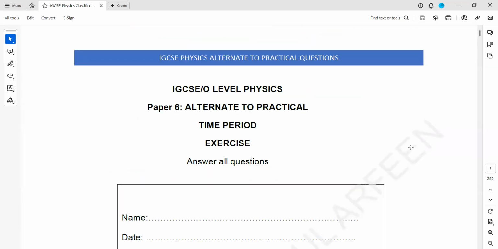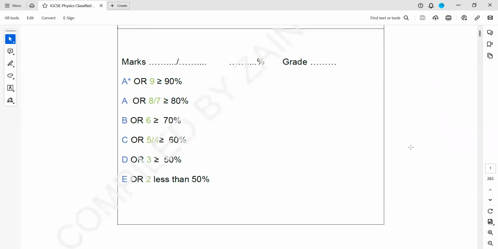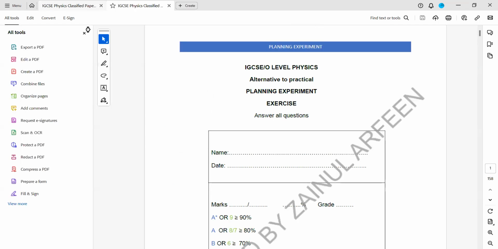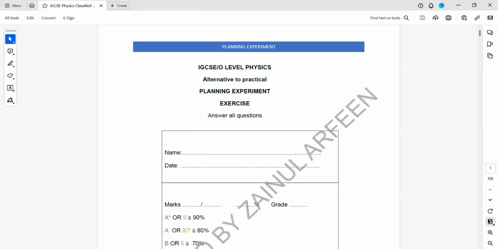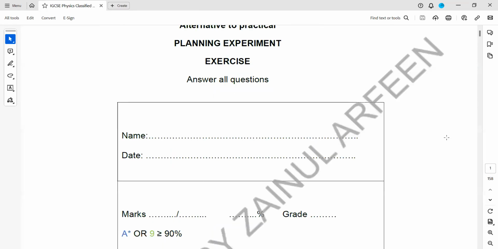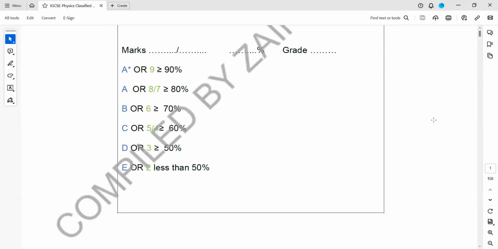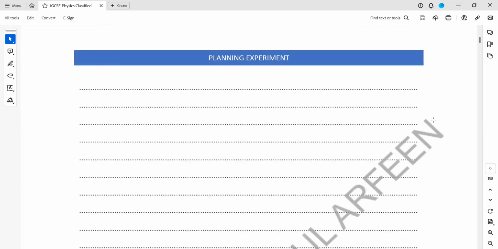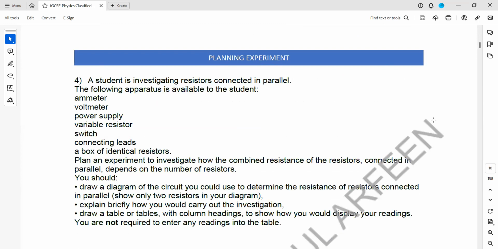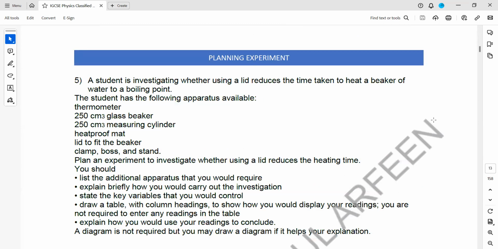So, planning experiment. So we did about the lens. I remember the last.